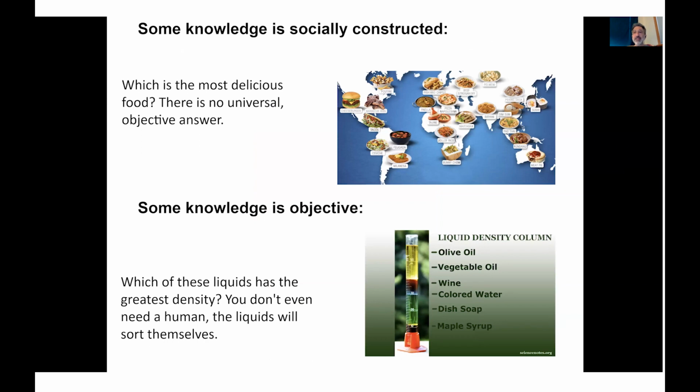All right, so let's talk about knowledge for a minute. If I asked you, what is the most delicious food, you would all probably have different opinions about that, because there is no one objective answer to that. It's a great example of knowledge that's socially constructed, but some knowledge is objective. If I pour some fluids into a little graduated cylinder here, we don't even need a human being in the room. The fluids will just sort themselves out. You can't ask for something more objective than that.